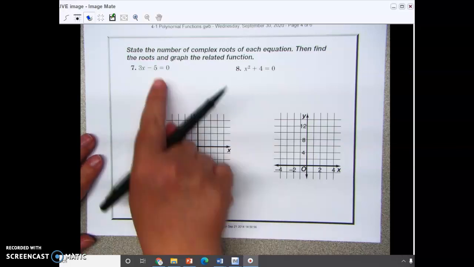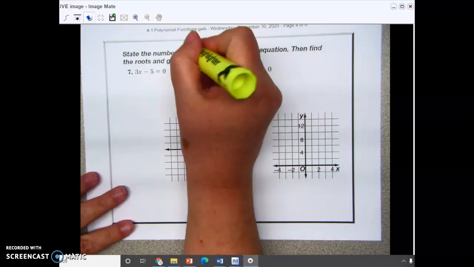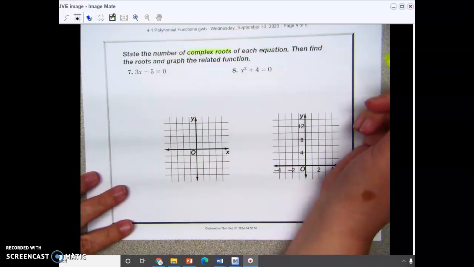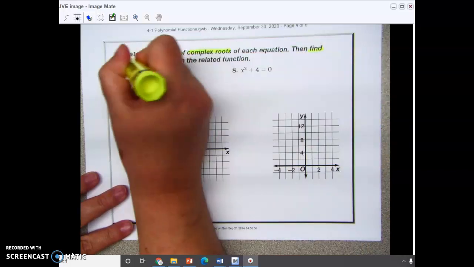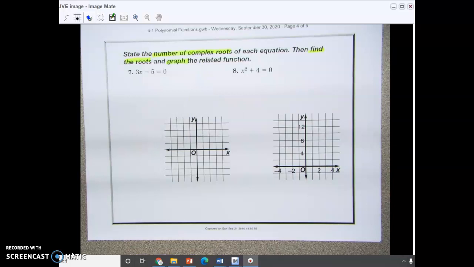All right, so this one, we're going to read the directions. It says, state the number of complex roots of each equation. We want to find the roots, and then we want to graph the related function. So there are 3 parts to this question: the number of roots, actually finding the roots, and then graphing the function.